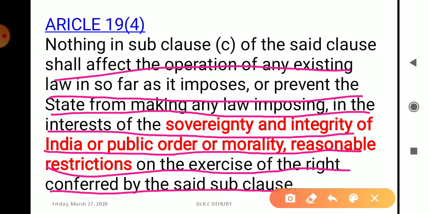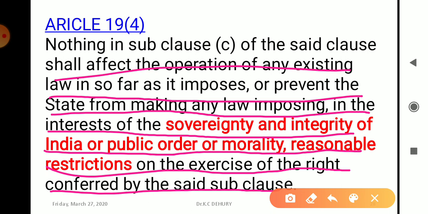Means when there is a subject which is threatening our integrity or sovereignty, or threatening the public order or morality, at that time reasonable restrictions like curfew and lockdown must be imposed in order to maintain communal harmony as well as for the benefit of society. So reasonable restriction is also mentioned under 19(4).